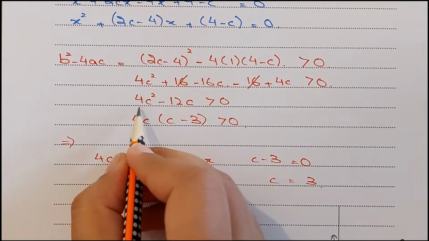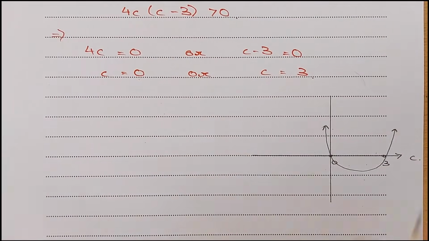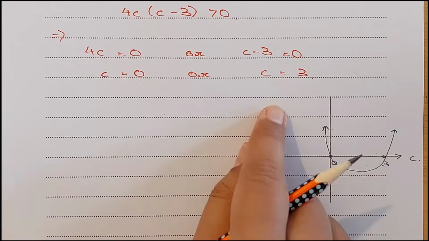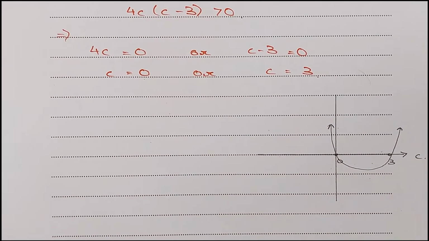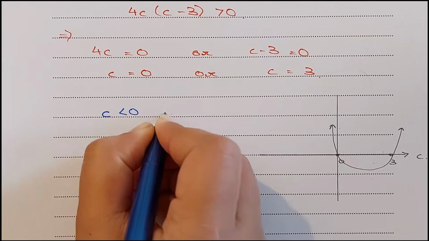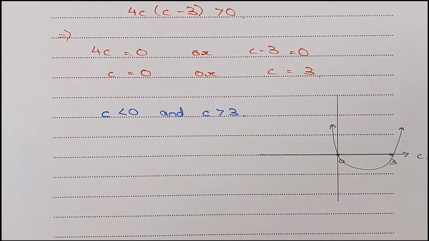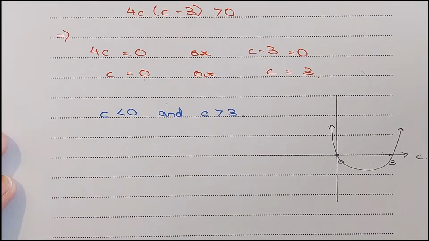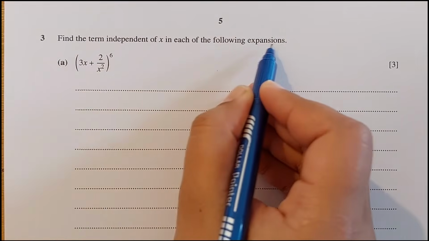Right, now we have to check in what values of c it is greater than 0, right? So greater than zero means more than 0, these values. When the value is less than 0 and more than 3, the curve is positive, right? So we can say that the answer is when c is less than 0 and when c is greater than 3. So in these two sets of values of c the curve and the line intersect at two distinct points. Question number 3, find the term independent of x in each of the following expansions.